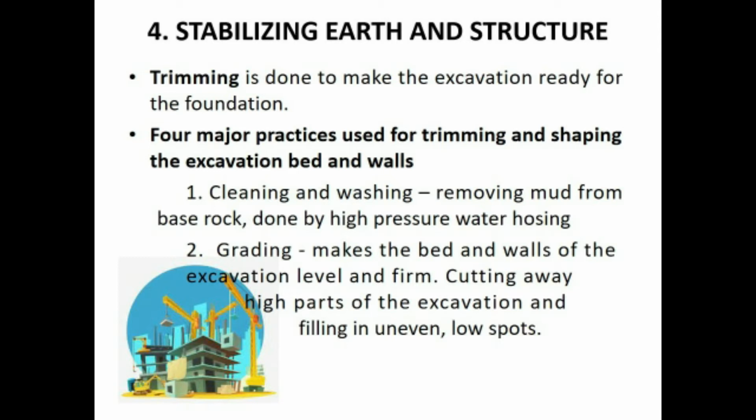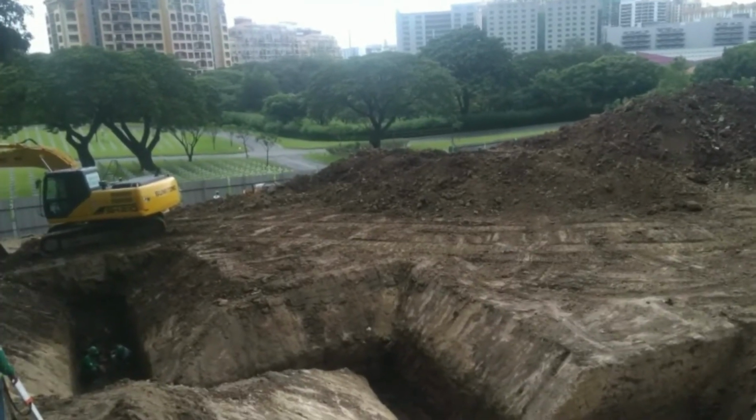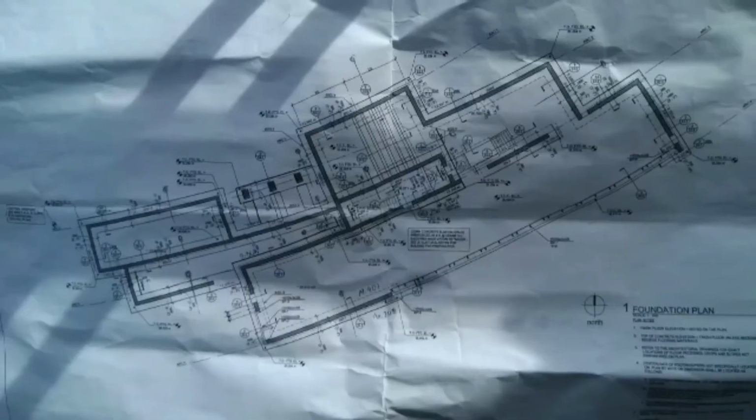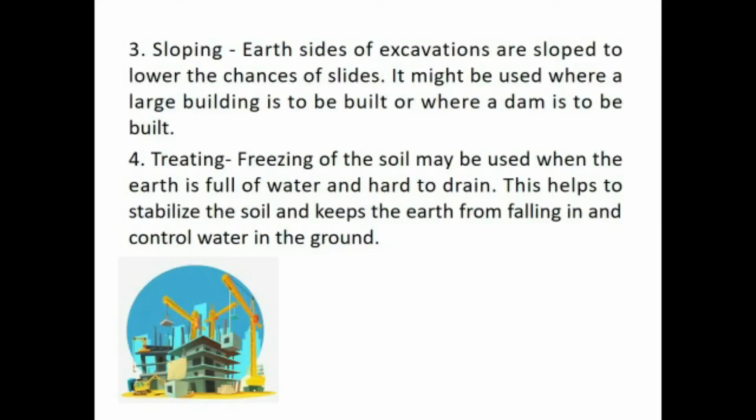In grading, we make the bed and walls of the excavation level and firm, cutting away the high parts of the excavation and filling in uneven low spots. This grading may be done through the use of compacting, grouting, or filling the excavation with mortar, scaling or scraping, or filling or moving in the loose earth. In sloping, earth sides of the excavation are sloped to lower the chances of slides. It may be used where a large building or a dam is to be built.